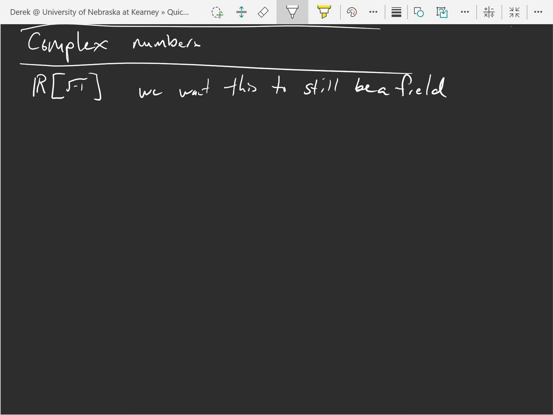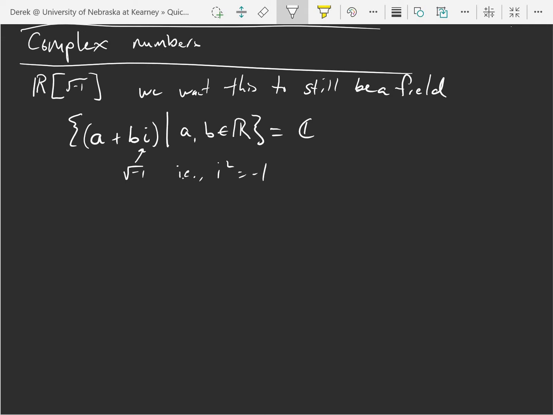And it turns out that if we attach it in the way that a plus bi is an element of the complex field, so we're going to take the set of all of these things such that a and b are real, and we'll call that the complex field. And this turns out to, well, i is the square root of -1, i.e. i squared equals -1. It turns out that this is a field.